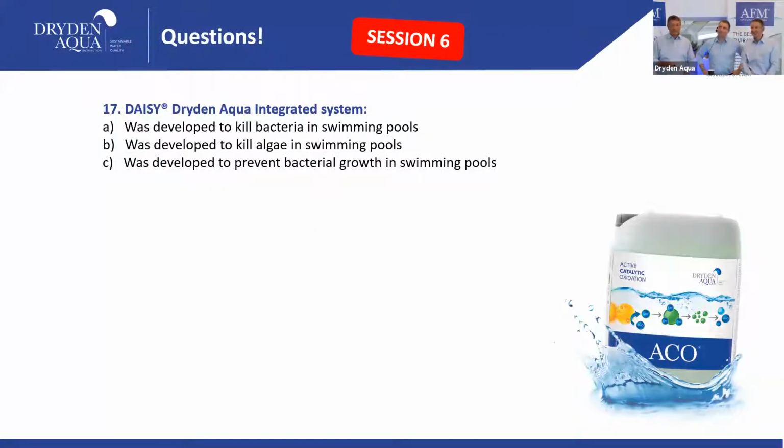Okay, Daisy, session 6. I take over? Yeah. Okay, Daisy. Our Dryden Aqua integrated system was developed to kill bacteria in pools, or was developed to kill algae in swimming pools, or C, was developed to prevent bacterial growth in swimming pools. That's an easy one.